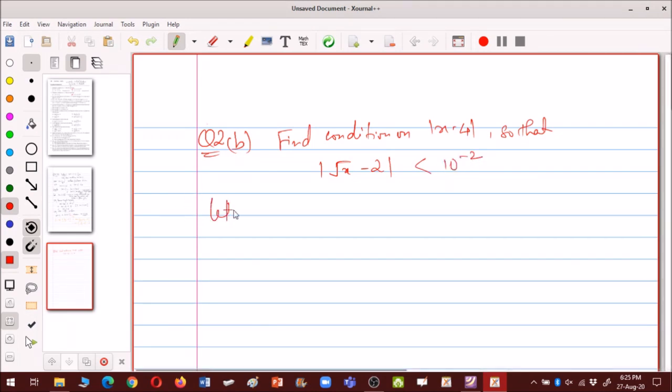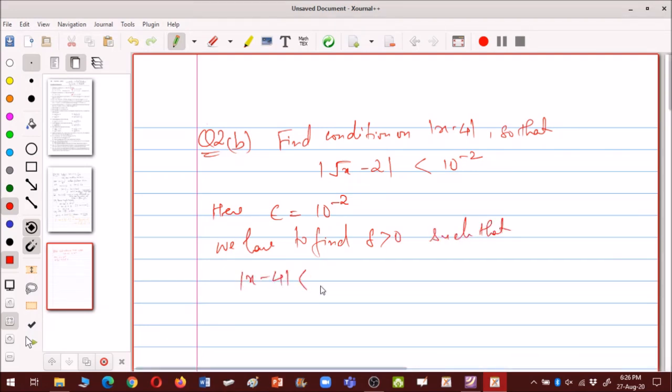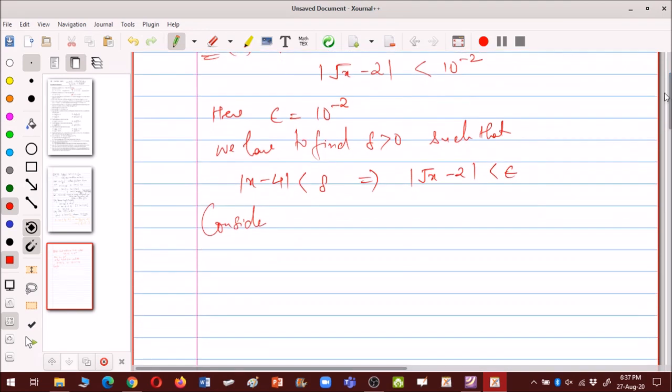So in this case, here epsilon is equal to 10 raised to the power minus 2, and we have to find delta greater than 0 such that mod x minus 4 less than delta should imply root x minus 2 less than epsilon. So this is what we want. We want to find some delta greater than 0 such that root x minus 2 is less than epsilon. So let us start.